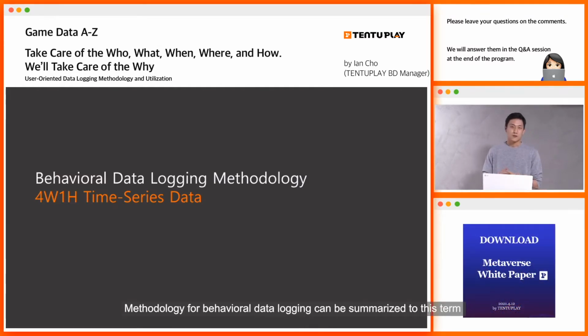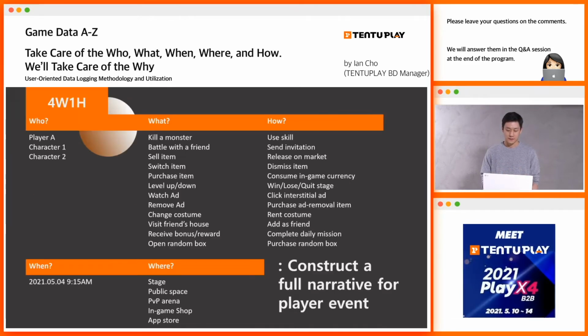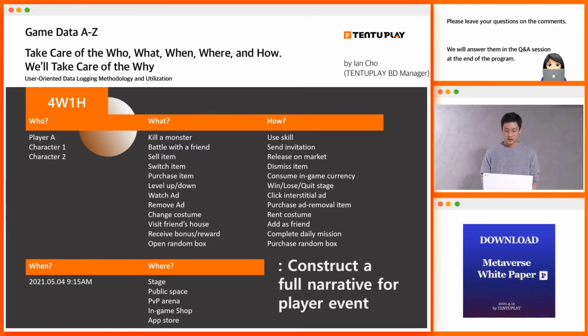So the methodology for behavioral data logging can be summarized to this term, 4W1H time series data. Most of us are familiar with 5W1H: who, what, how, when, where, and why. And the why portion is what we are really interested in and what differentiates our strategy from other analytics companies. So start by constructing a full narrative for a player event using 4W1H without the why portion.